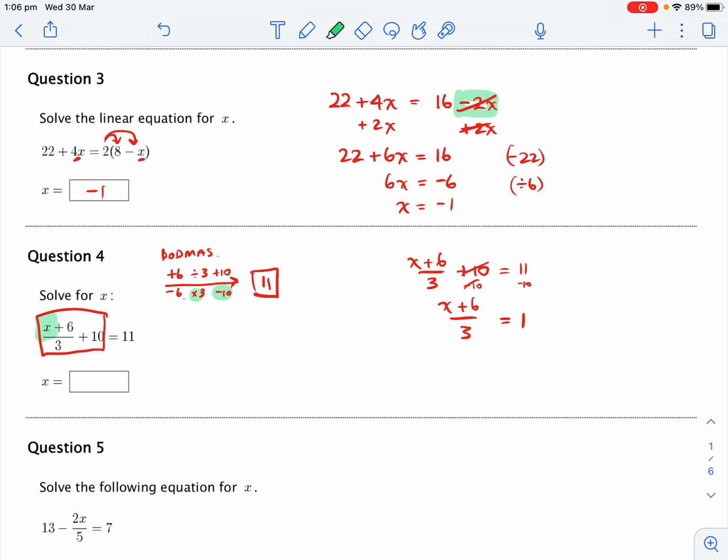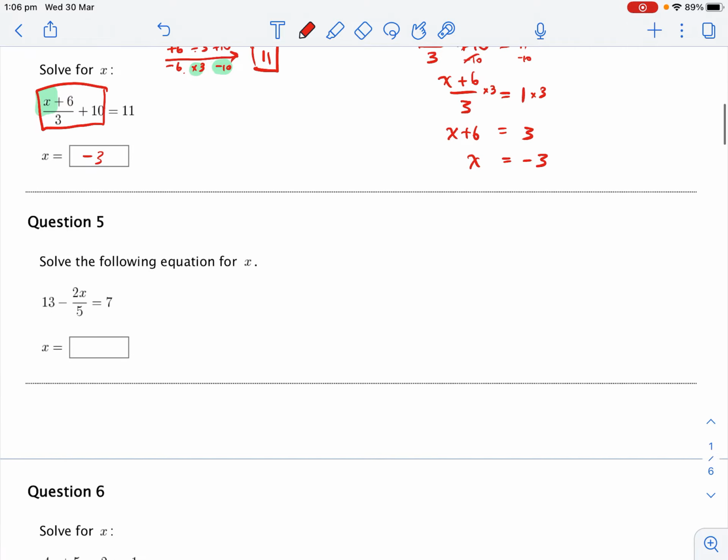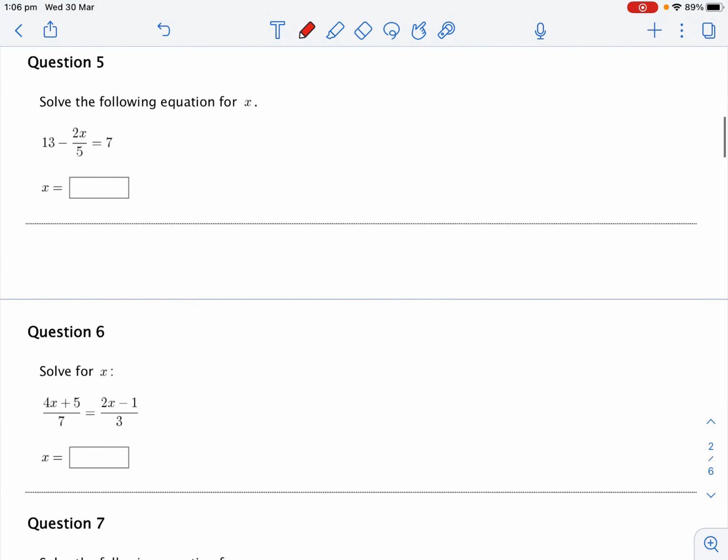Then I multiply by 3. I get x plus 6 equals 3. So times that by 3 and times that by 3. And then finally subtract 6 from both sides. And 3 minus 6 is minus 3. There's my answer.